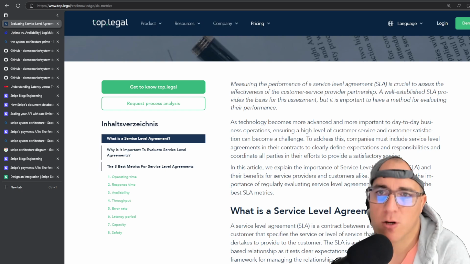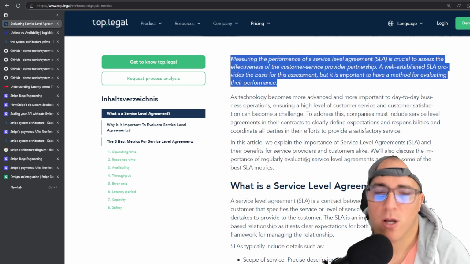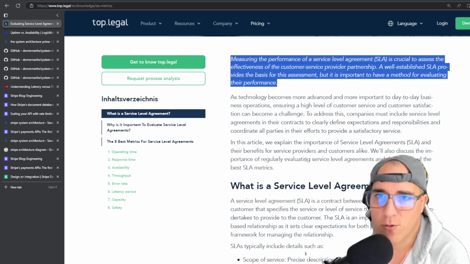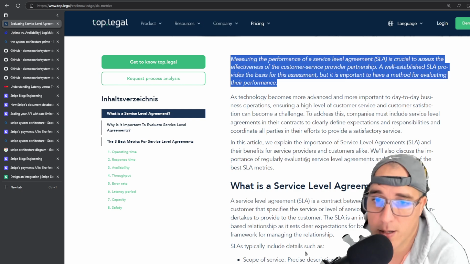Measuring the performance of a service level agreement is crucial to assess the effectiveness of a customer-service provider partnership. A well-established SLA, service level agreement, provides the basis for this assessment, but it's important to have a method for evaluating this performance. So if you're using Azure or AWS or GCP, any cloud provider, for every service that you use, you need to understand what the service level agreement is.